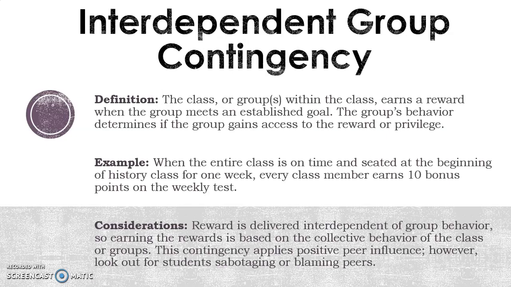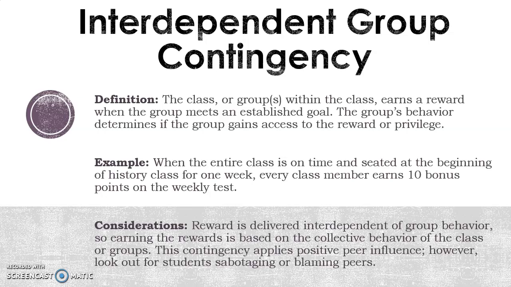Interdependent group contingency. What this means is that the class or the groups within the class earns a reward when the group meets an established goal. The group's behavior determines if the group can gain access to the reward or privilege. So an example would be when the entire class is on time and seated at the beginning of history class for 1 week, every class member earns 10 bonus points on the weekly test.